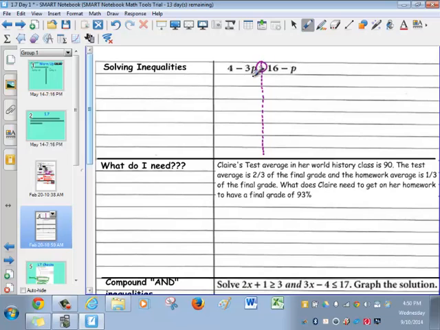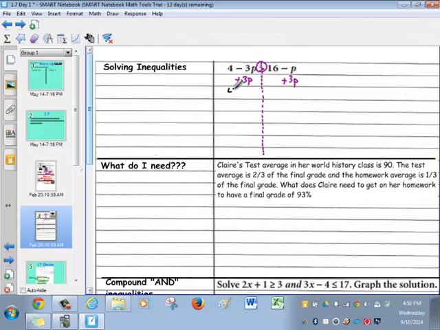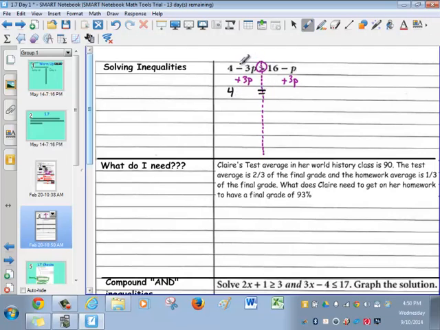My goal is to get all the p's together on one side, combine them, and then everything else on the other side. So I'm going to start by adding this 3p to both sides. Add 3p, okay? Now remember, there's so many different ways to do this, but this is just what I chose to do first. So what I have over here on the left is 4. This 3p and this negative 3p cancel out, and so I got 16, and negative 1p plus 3p is positive 2p.